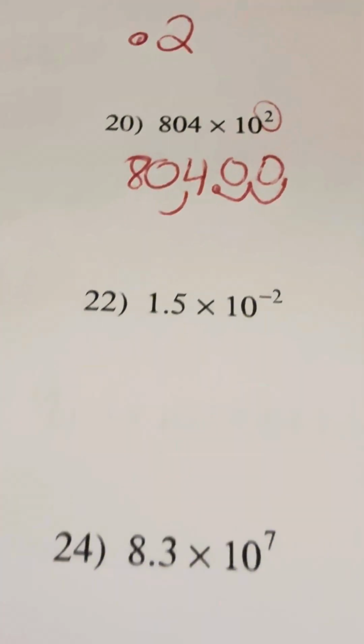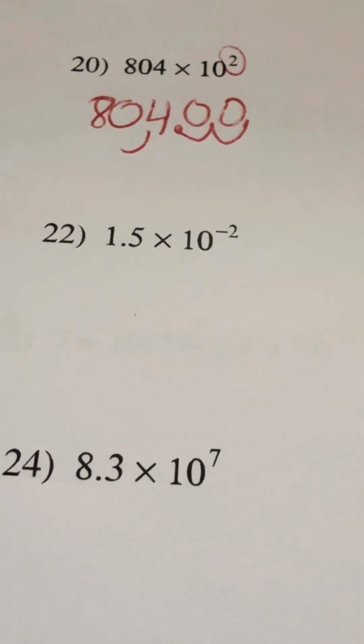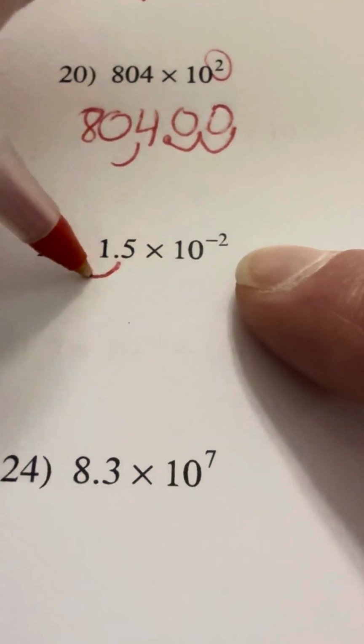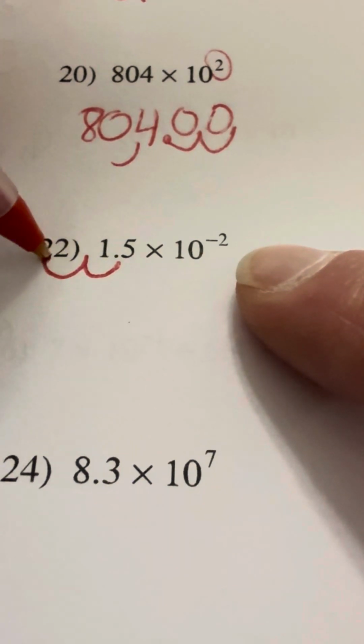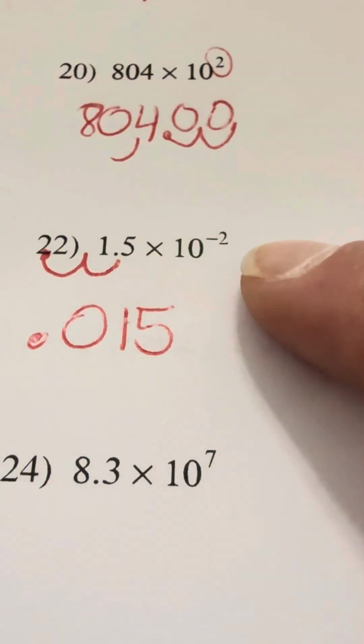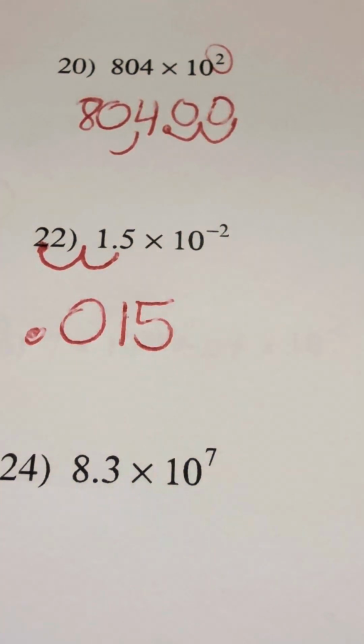And the last one I'm going to do is 1.5. This is a negative exponent, so we want it less than 1. So we're going to move it the left way. So 1, 2 spaces, put a decimal, and your number would be 0.015.